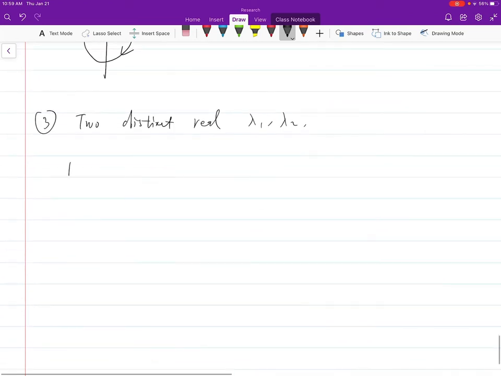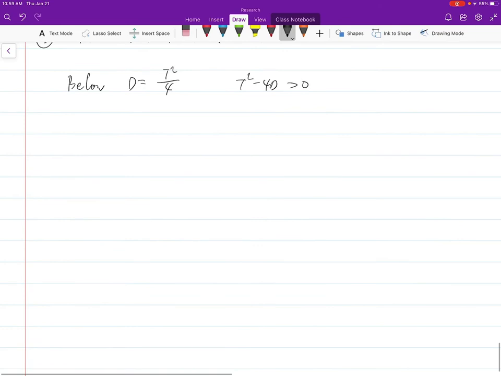Which is actually below. Which tells you t squared minus 4d is bigger than 0. So that's how we got it. All right. So what do you have? You still have lambda equals t over 2 plus minus the square root of t squared minus 4d.